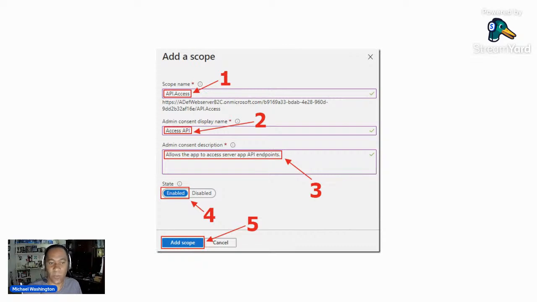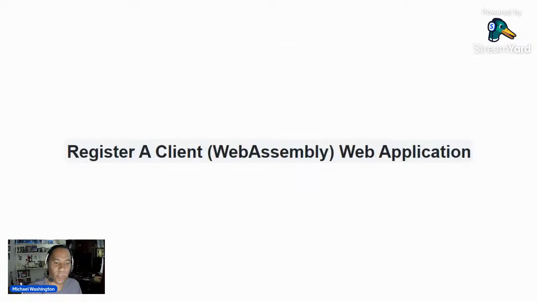Well, something that's displayed to the admin if they are configuring the scope to trust the scope. There's also a description we put for number 3. Number 4, we say it's enabled. And number 5, we add the scope. So we've added a scope to the server registration.